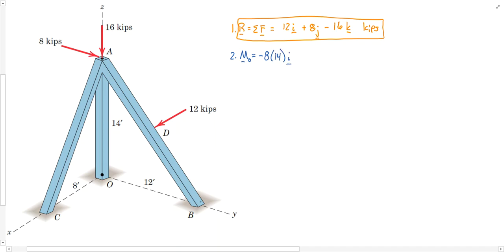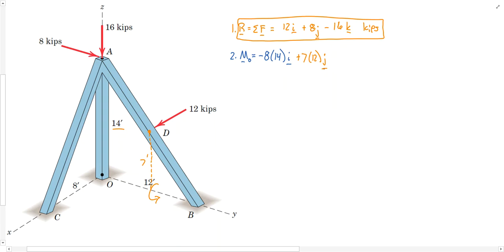For the y-axis, the 8 kip force is parallel and has no effect. The 12 kip force, since we know it's applied at the midpoint of this member here, then the vertical height that the 12 kip force goes over top of the y-axis is half of the total height here of this vertical distance from A to B. So that's 7 feet. It is going to produce a positive moment around the y-axis. So we have plus 7 times 12 in the J.